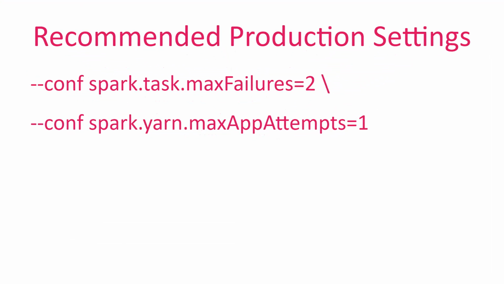Let's see the recommended setting for production. conf spark.task.maxFailures equal to 2 and conf spark.yarn.maxAttempts equal to 1. This makes Spark fail fast instead of wasting time and resources.